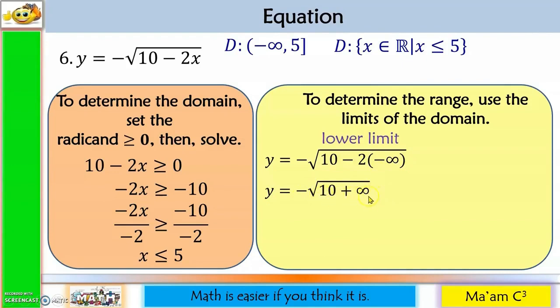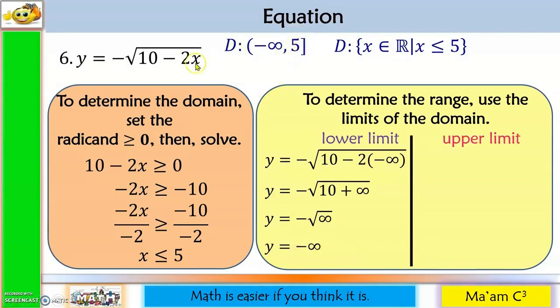And 10 plus a very big number is still a very big number. So y equals negative square root of infinity. And square root of a big number is still a big number multiplied by negative. So you have y equals negative infinity.